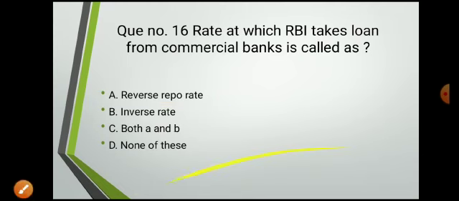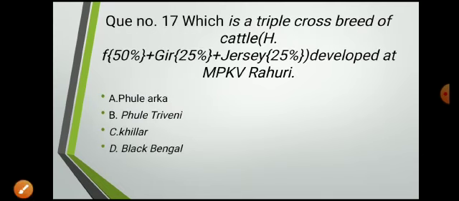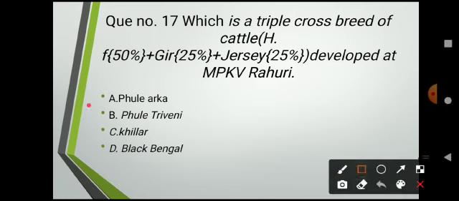Question number 17. Which is a triple cross breed of cattle which was developed at MPKV Rahuri? Option A, Fule Arka, Fule Triveni, Khiller, and Black Bengal. And the correct option is option B, Fule Triveni. It is a triple cross breed of cattle which was developed at MPKV Rahuri.